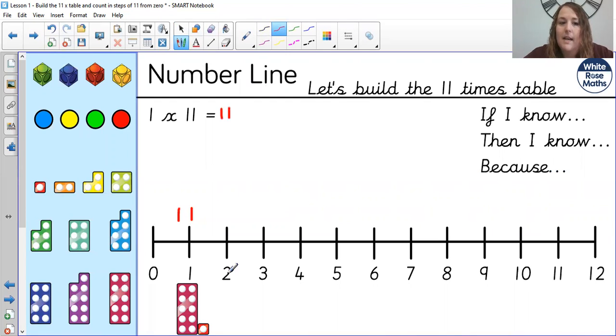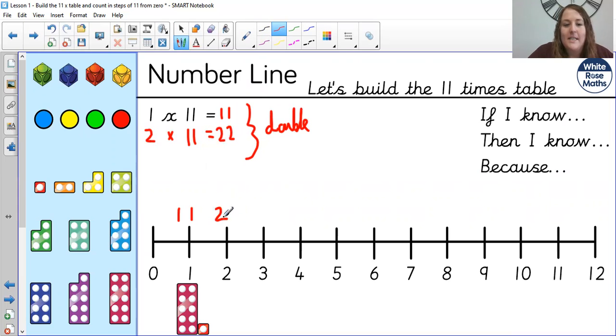If I know 1 times 11 is 11, then I know 2 times 11 equals something because. And hopefully you'll have remembered from last time, we double. And this is where you also probably remember Miss Fowler really struggling to write joined up with my finger on my trackpad. So I need to double 11. So 11 doubled is 22. So I can put my 22 down here on my 2.